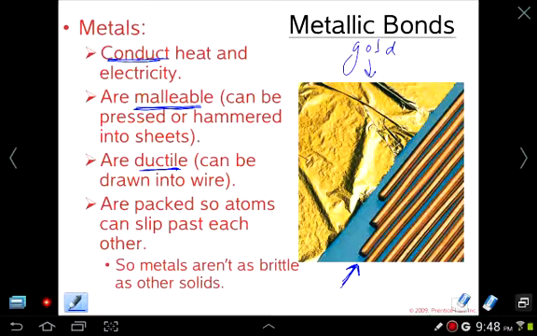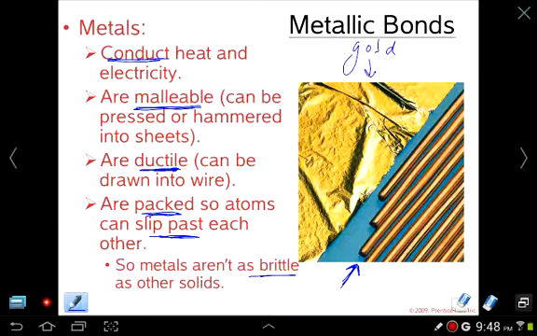And the idea here is the reason this deformation is allowed is because the atoms are packed. However, they can slip past each other. And this is also why the metals are not brittle. In fact, if you apply a hammer to a metal, it will not break into small chunks. It'll just simply deform. Most other solids, ionic solids, non-metal solids, are actually brittle.